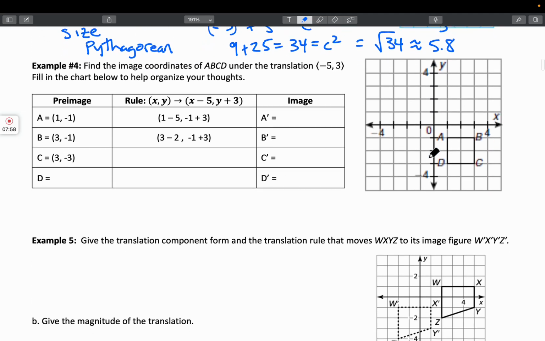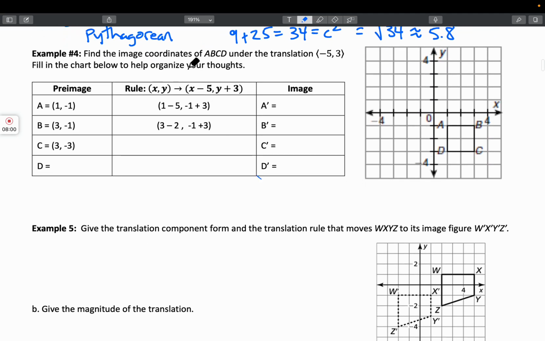All right, moving down to example 4, we want to find the image coordinates of our quadrilateral ABCD under the translation <-5, 3>. So it looks like we're going to slide it left 5 and up 3. Fill in the chart below to help organize your thoughts. So these little T-charts here are a nice way to organize our thoughts, where we have our pre-image coordinates on the left, the rule in the middle, and the resulting image coordinates on the right. So let's fill this in.